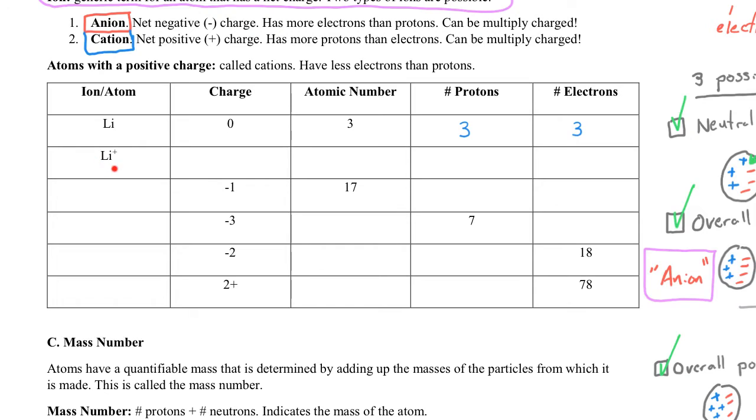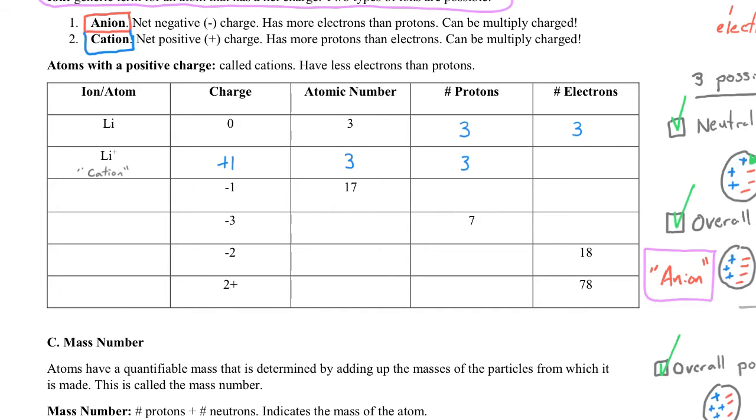Here we have a lithium plus 1 cation. Notice I called it a cation because it has a positive charge. What is the positive charge? It's plus 1. There's a single positive charge on this lithium cation. Now, has the atomic number of lithium changed? No, for lithium to be lithium, it has to have an atomic number of 3. That means there are 3 protons on lithium, always.